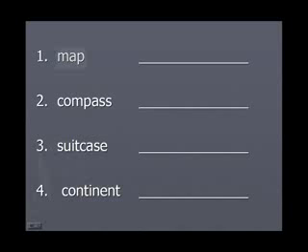Let's start with number 1. The word is map. Map has one syllable. Number 2. The word is compass. Compass has two syllables. 3. The word is suitcase. Suitcase has two syllables. 4. The word is continent. Continent has three syllables.